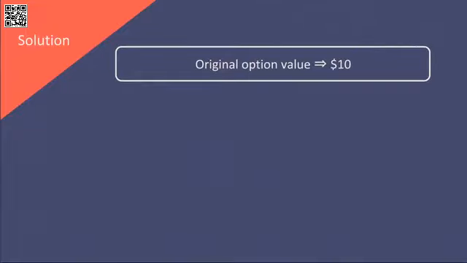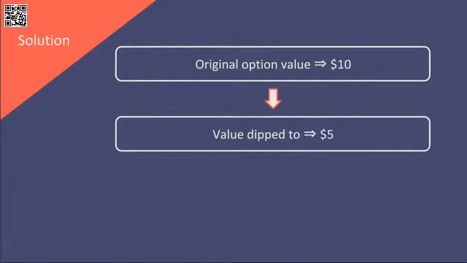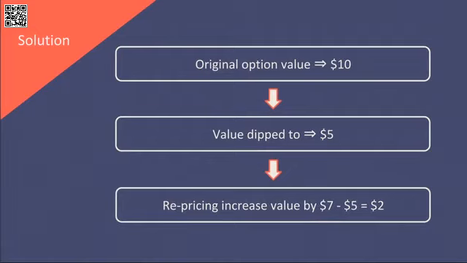The original option value was $10. Then their value dipped to $5. The company repriced them and the fair value increased to $7, i.e. $2, so 7 less $5. Okay, so what do we do? What value do we take? We use the original value and the increase in expense.